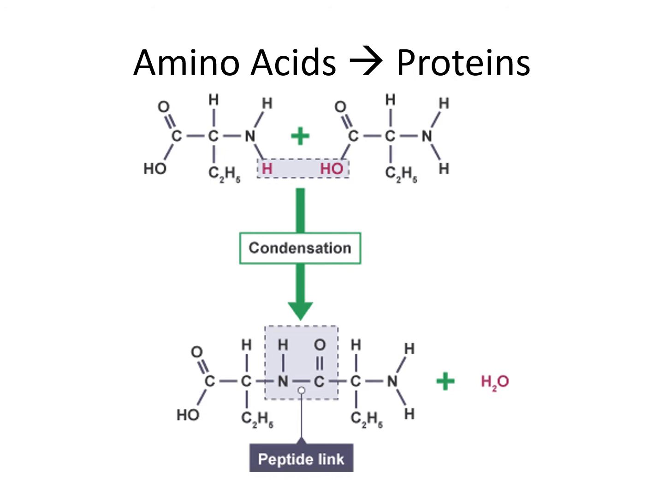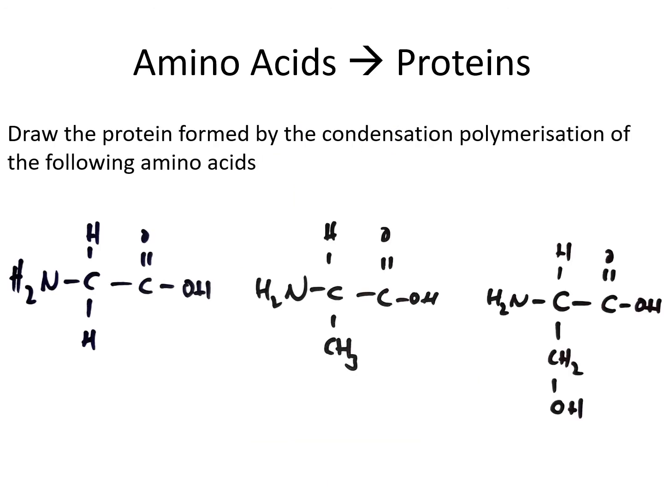In a condensation reaction, we're now forming something known as a peptide link, whereby we have a bond between the nitrogen and the carbon atom there. We may hear this referred to as an amide link. Either is acceptable to use if you're asked to either define or to identify a peptide or an amide link.